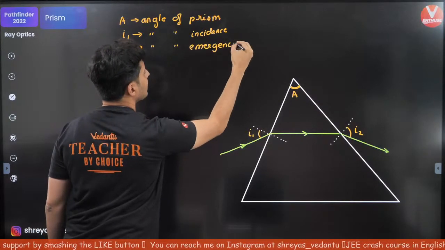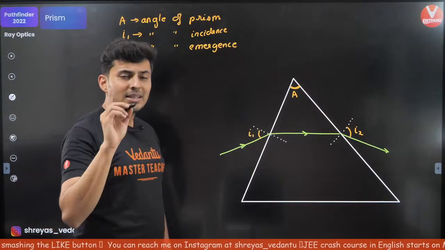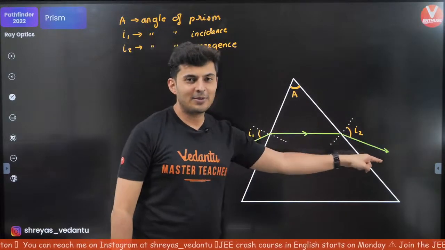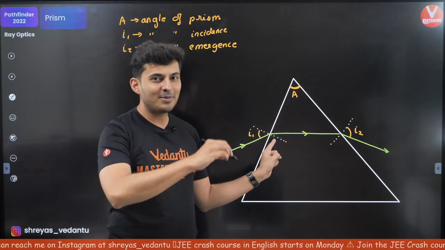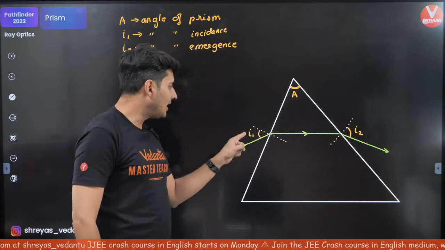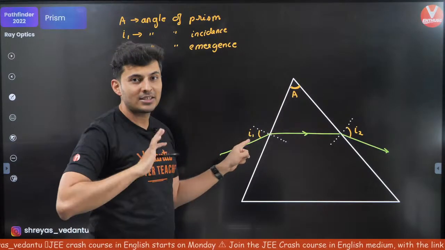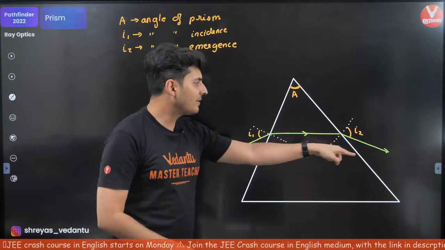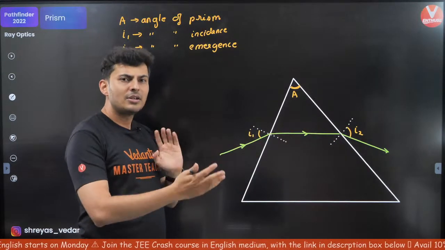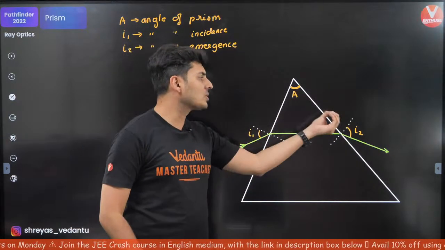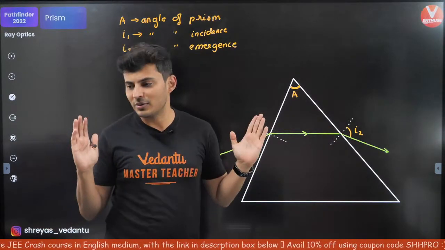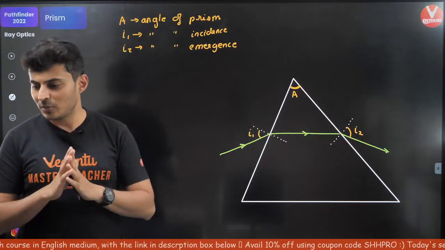Now, please remember, if I reverse the direction of light, by the reversibility principle, we know I2 will become incident and I1 will become emergent. Agreed? So by reversibility, I2 can also be incident, and I1 will become emergent. That's the reason why we have used the symbol I and not something else, so that there is no confusion whatsoever. I hope this is clear.